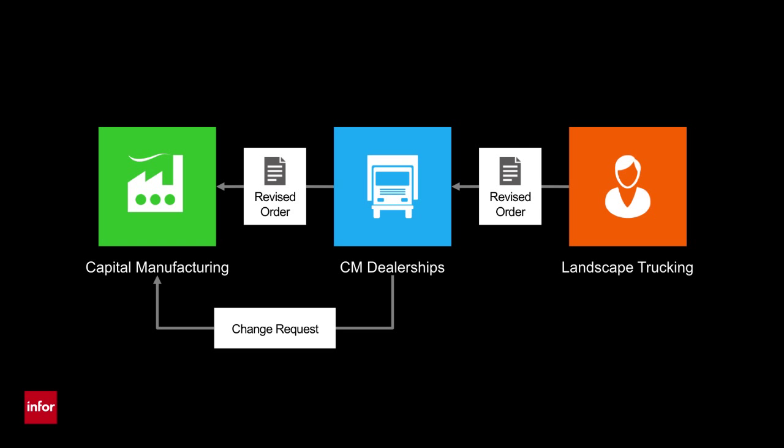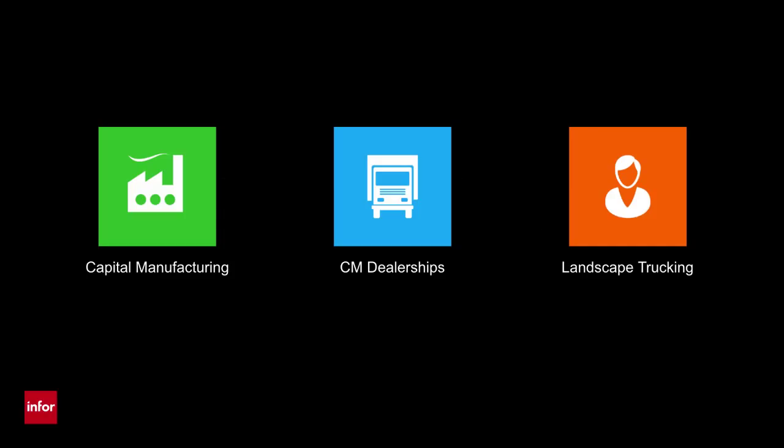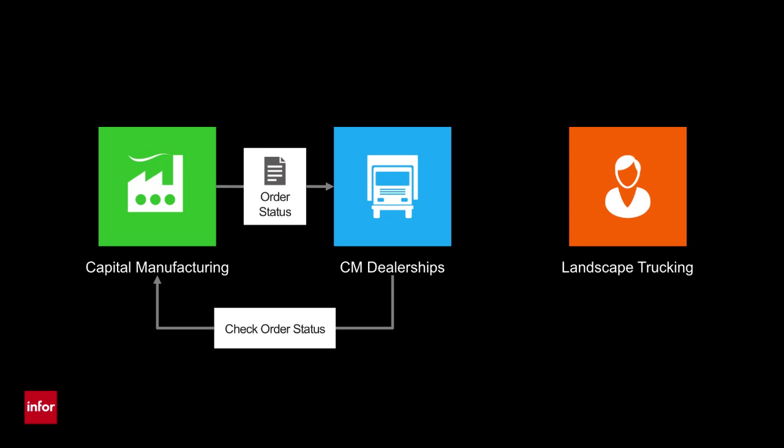We have just seen how Capital Manufacturing automates the sales and manufacturing process, generates complete and accurate sales and manufacturing orders, easily processes change requests, and quickly processes special requests with Infor Configure Price Quote. Let us end our scenario by looking at how CM Dealerships uses Infor Configure Price Quote to review the status of their orders.